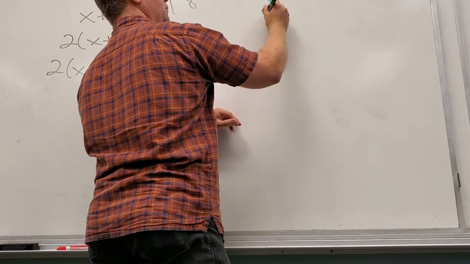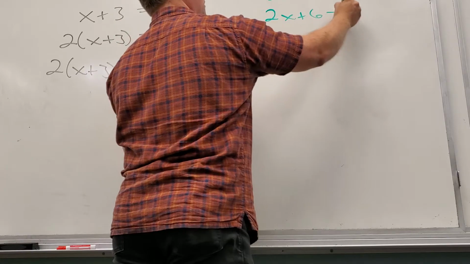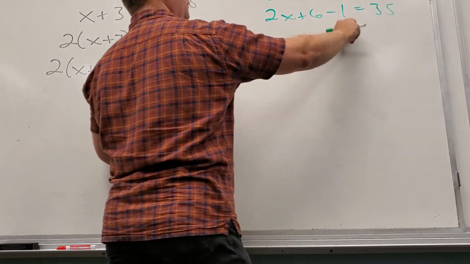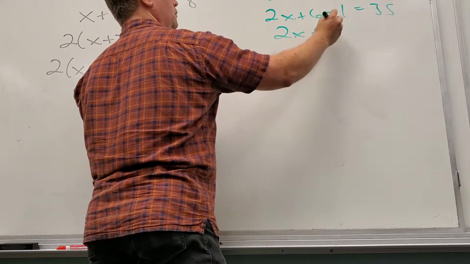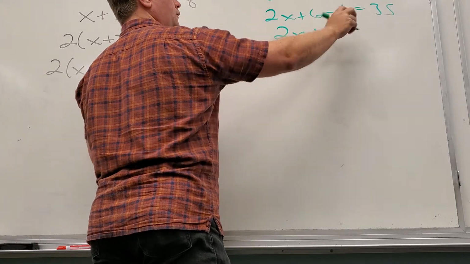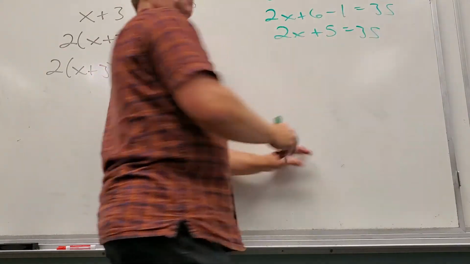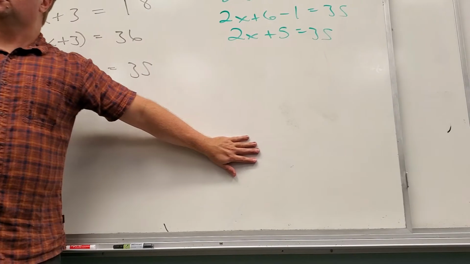So what do we get? And then you get here? 2x plus 5. 2x plus 5. So look what we're doing.